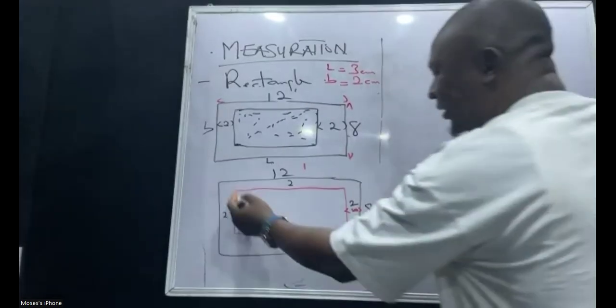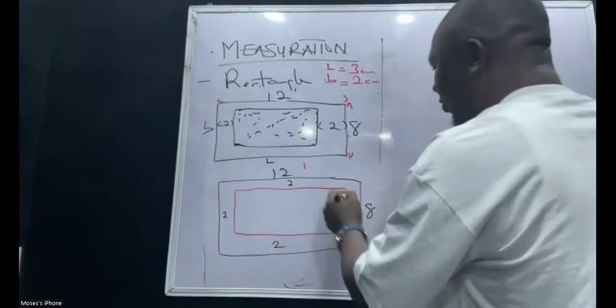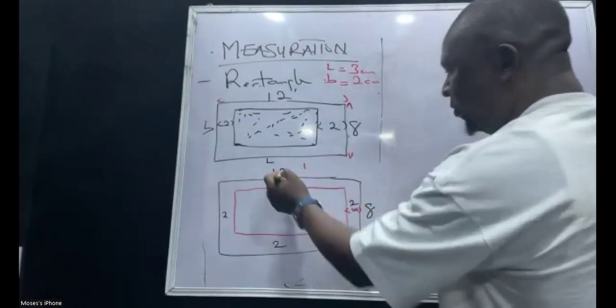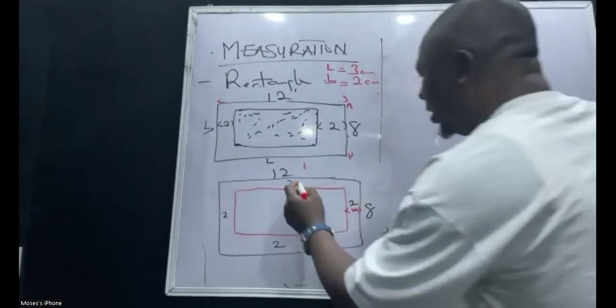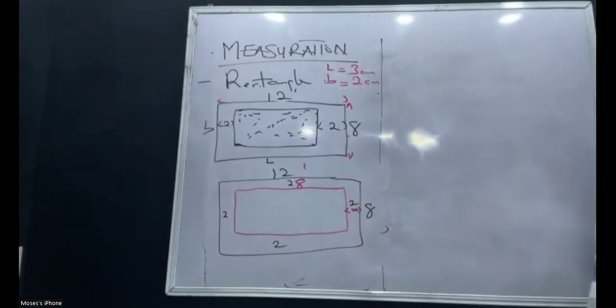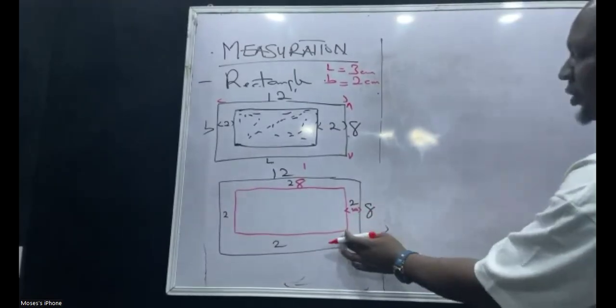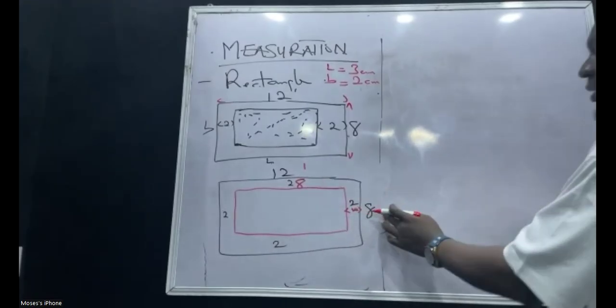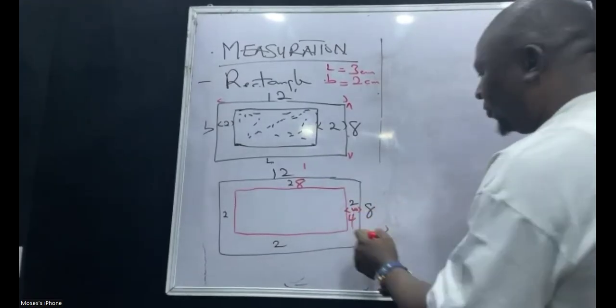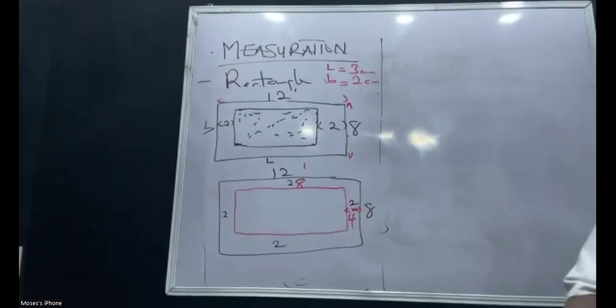Now, for you to get the length of the picture, you minus 4 from 12. That will give you 8. That's for the length. For the breadth too, you minus 4 from 8, since this is 2 and this is 2. This will give you 4. What will now be the area of the picture?